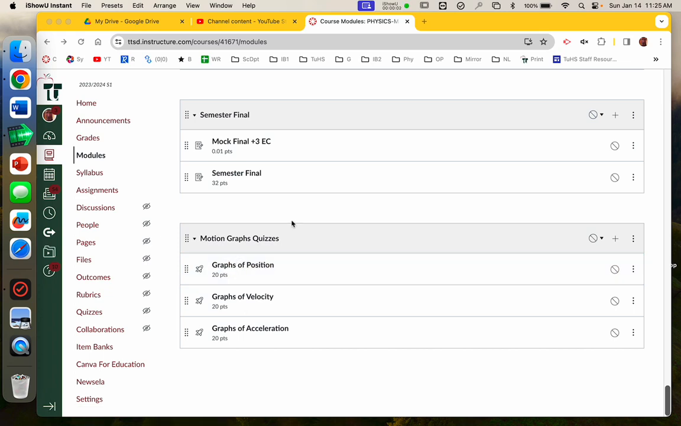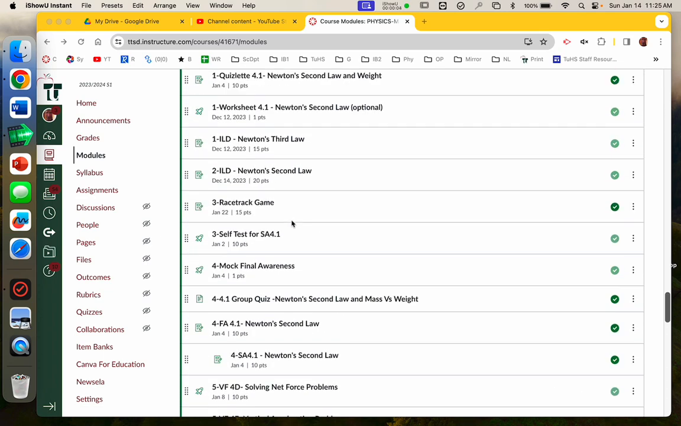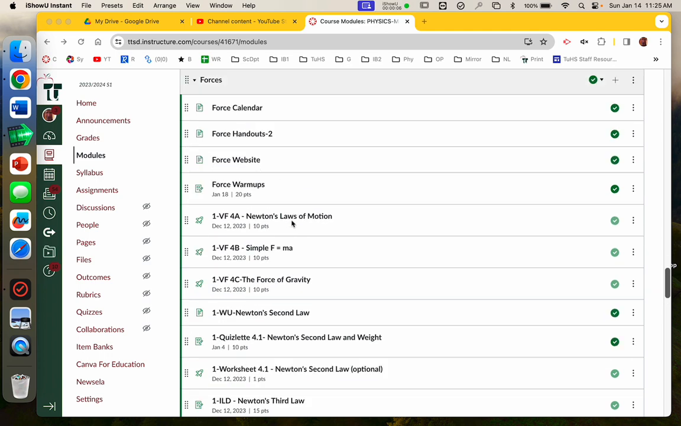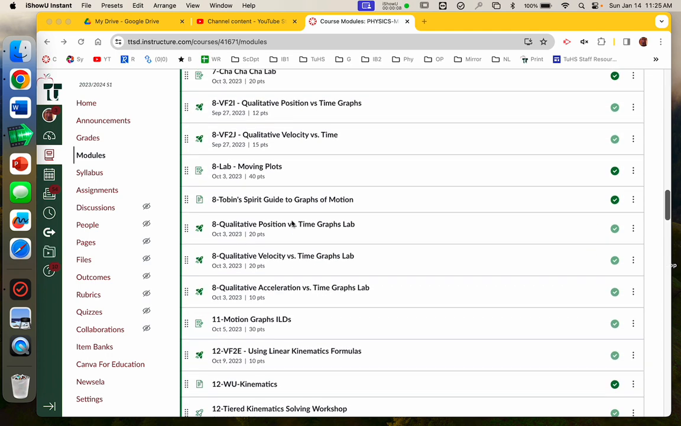All right, let me show you the qualitative position versus time graphs lab. So there's position, velocity, and acceleration versus time labs. And let's just take a look at one of these guys here.